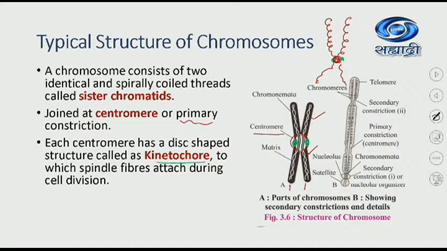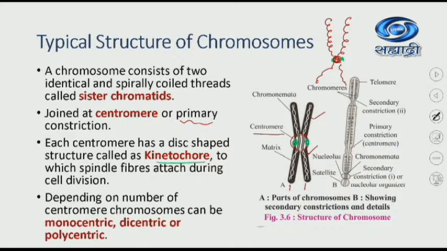You have studied mitosis and meiosis in 11th standard. You know how chromosomes are pulled apart during anaphase. The spindle fibers attach to these kinetochores and pull the sister chromatids apart during cell division. Depending on the number of centromeres, chromosomes can be monocentric, dicentric or polycentric. If you look at the second picture, you will see here one primary constriction, which is centromere 1, which will have this kinetochore, where the sister chromatids are attached. You can see there is one more secondary constriction at the bottom and one more. So there are more constrictions. A single centromere is monocentric, two centromeres dicentric, many centromeres polycentric. So I hope you understood.